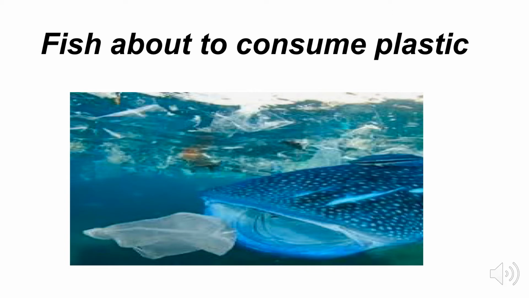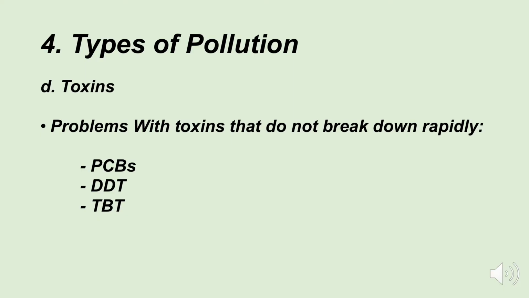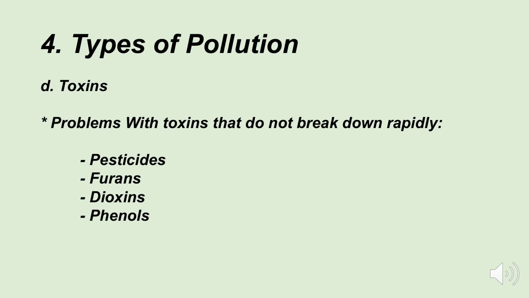Then if we take a look at the types of pollution, toxins. We have problems with toxins that leak out of our systems on land and end up in the ocean. These toxins get in the ocean and they don't break down rapidly. Things like PCBs, pesticides like DDT, TBT. So basically we have pesticides, we have furans, we have dioxins, we have phenols, we have all these chemicals that can be toxic to life. And a lot of them end up getting out into the ocean water.